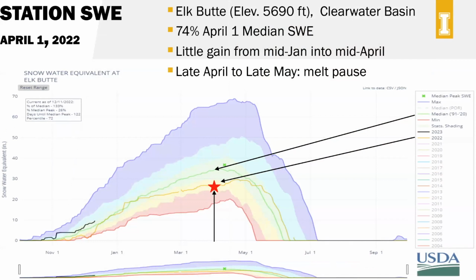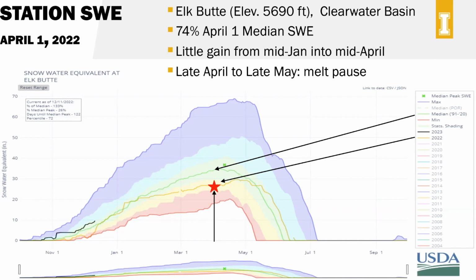To take a look at how we got to where we were last spring, let's take a look at the values from an individual station. This is the Elk Butte station located at elevation 5,690 feet in the Clearwater Basin. And this image shows, instead of a map like we were looking at, a time series. So we have the month beginning in the water year on October 1st of 2021 and continuing through the whole season in this last spring. And this image shows pretty much the collection of all of the data.